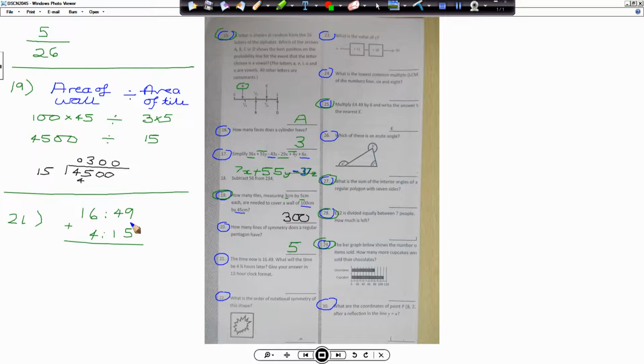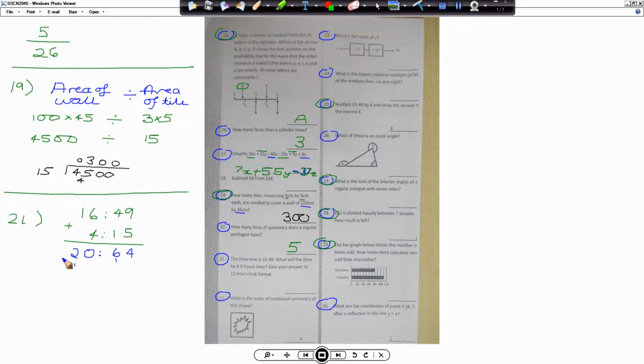Okay, 49 add 15. Remember, this is the minutes. These are the hours. So 9 add 5 is 14. 4 add 1 is 5. Okay, bear with me for the moment. 64. 6 add 4 is 0 carry the 1. So 1 add 1 is 2, giving us 20. So at the moment, this time isn't quite right, we have to adjust it.